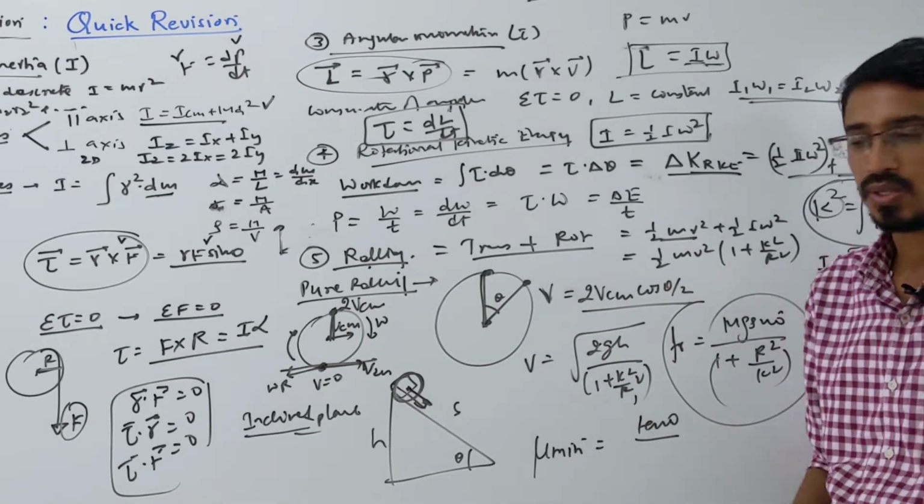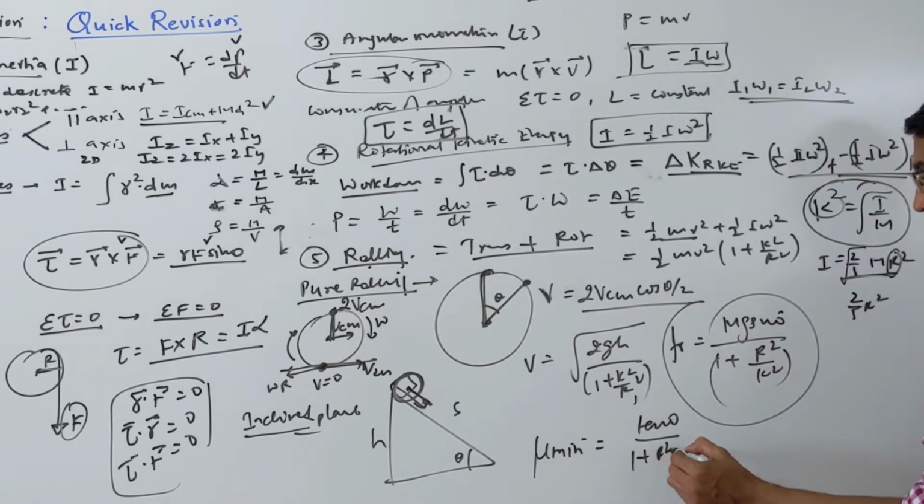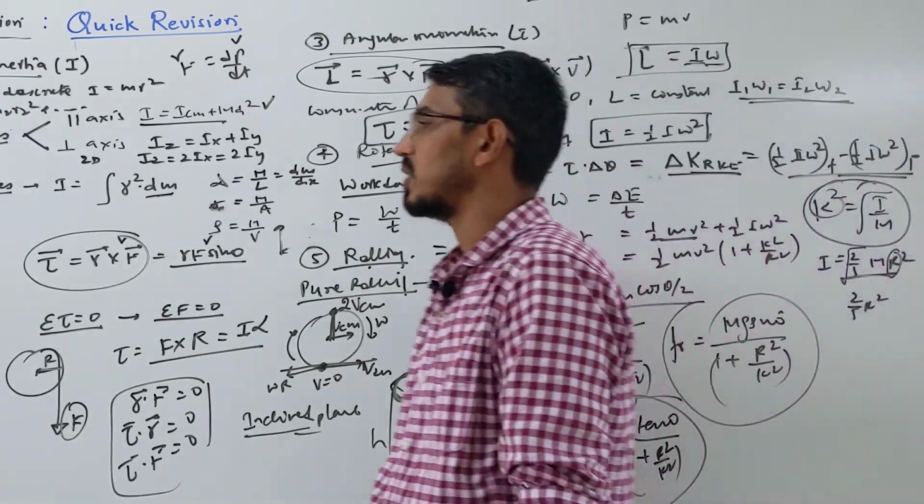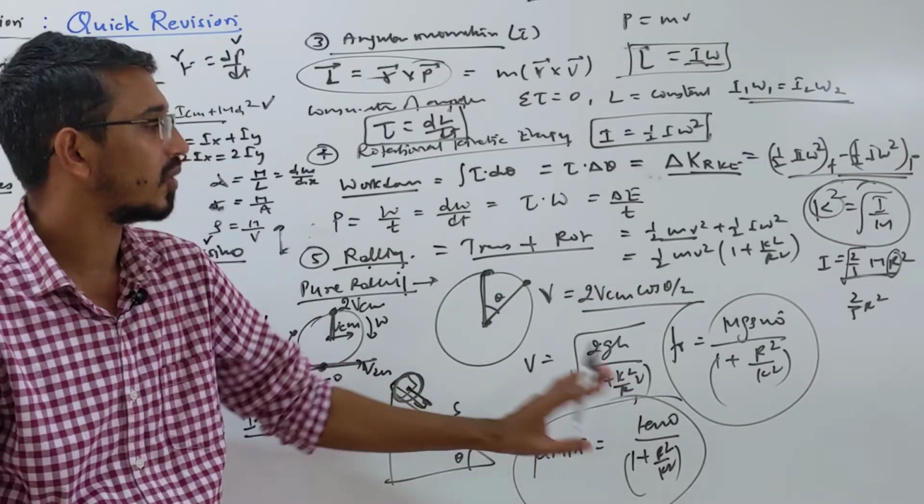We have learned this in Newton's law. In this case, here we get the term r square upon k square, right? That's called the minimum coefficient of friction in case of sliding, right? So in case of rolling.